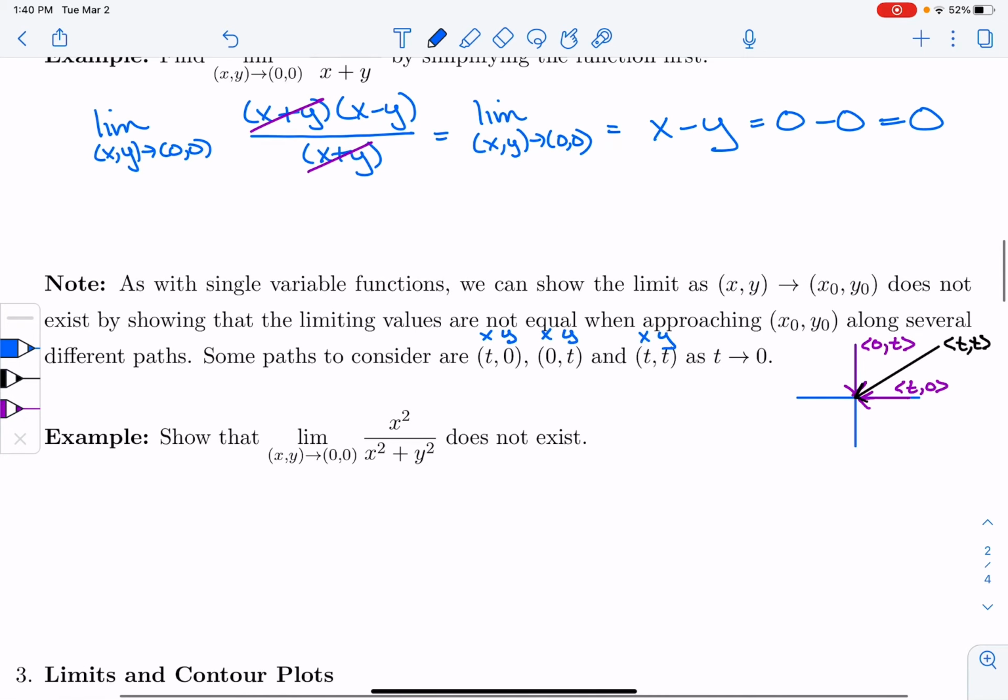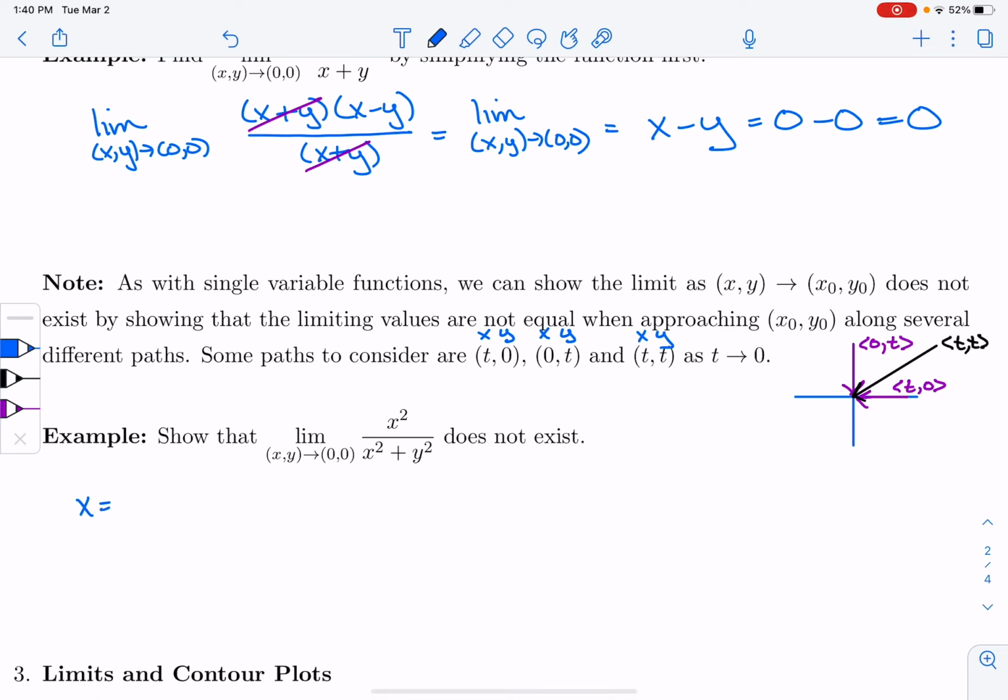Okay, so we're going to show that the limit of x squared over x squared plus y squared as (x, y) goes to (0, 0) does not exist. Okay, so I'm going to consider some paths. So I'm going to let x be t, and I'm going to let y be 0. And I'm going to approach along that path.